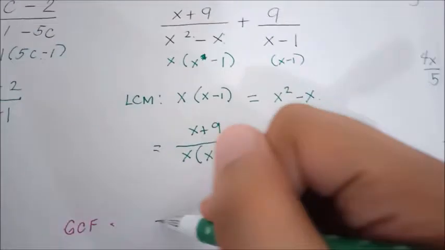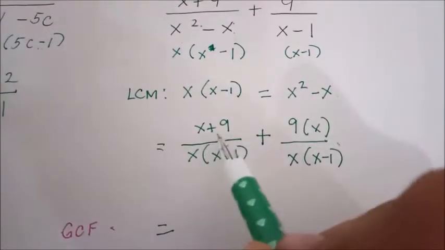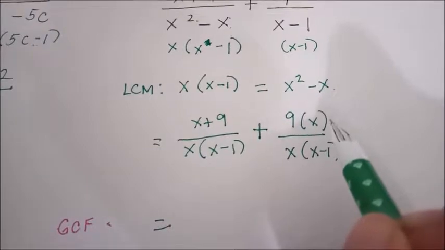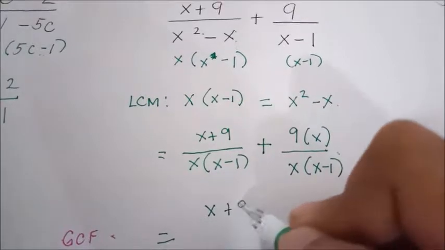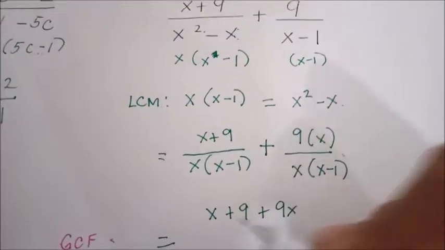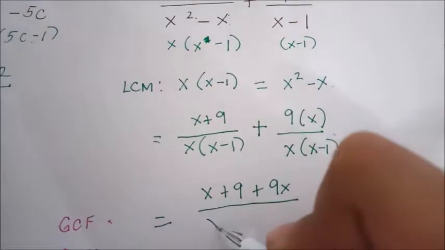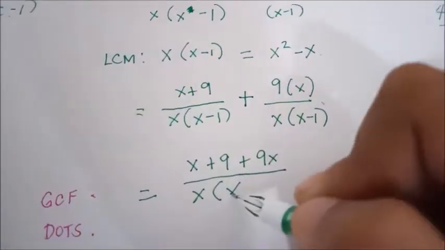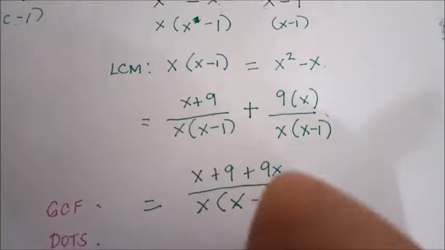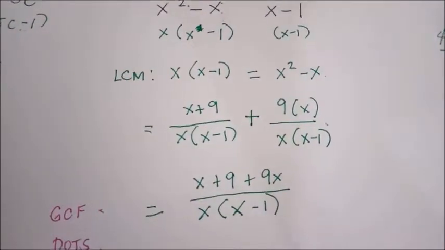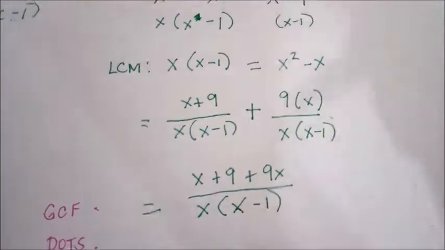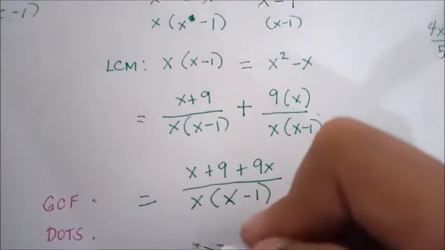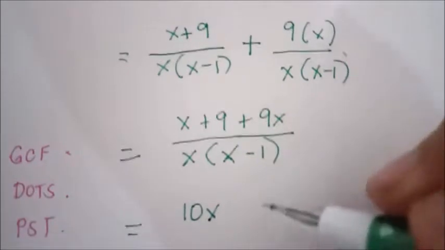Okay, let us now add. Okay? So, x plus 9 plus 9 times x. Unahin natin mag-multiply. 9 times x is 9x. So, x plus 9 plus 9x will be all over our LCM, which is x times x minus 1. Then, anong pwedeng i-add? If you answered x and 9x, then you're correct. x plus 9x is 10x.